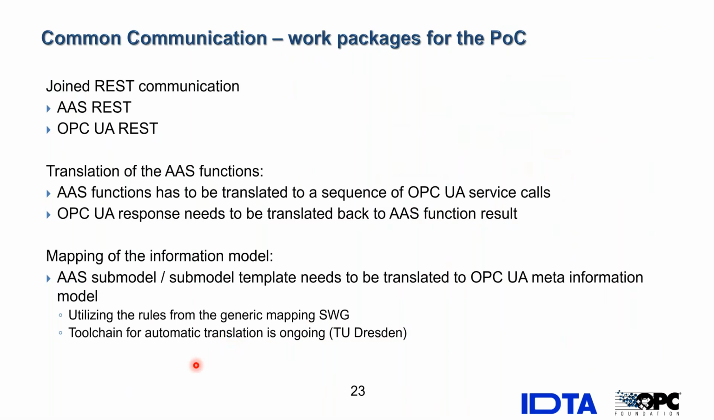Also, the mapping of the information model was a big work package, since we mapped the AAS submodel into our OPC UA information model, utilizing the rules which were made by the generic sub-working group of the generic mapping. Here we can say that there is a tool chain being worked on for an automatic translation. It's still ongoing.